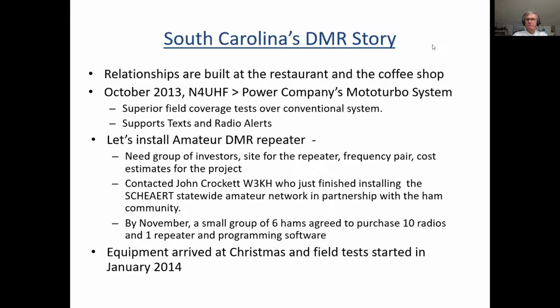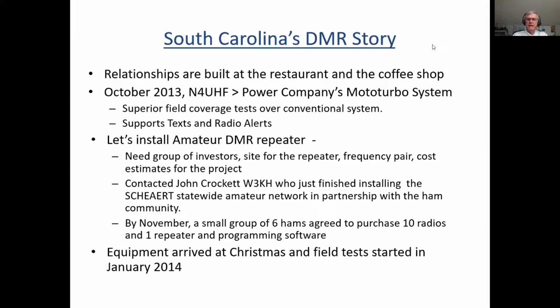Immediately after leaving the restaurant, I gave a call to John Crockett, W3KH, who was just finishing installing the SC HART amateur analog network. And I said, John, we were just talking about Moto Turbo, and we're thinking about putting up a Moto Turbo repeater, and we're looking for investors, and would you be interested, and where could we put it? Well, John says, I think I've got a site for you at Little Mountain, and I'd be willing to invest, and let's go do it. I'm all in.